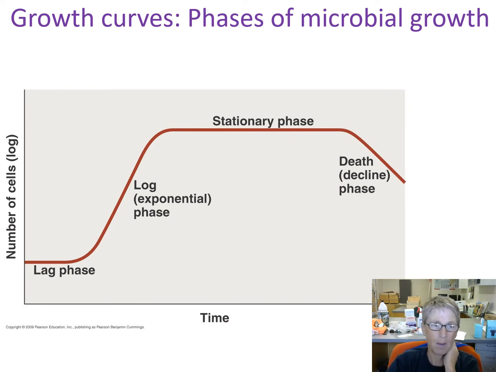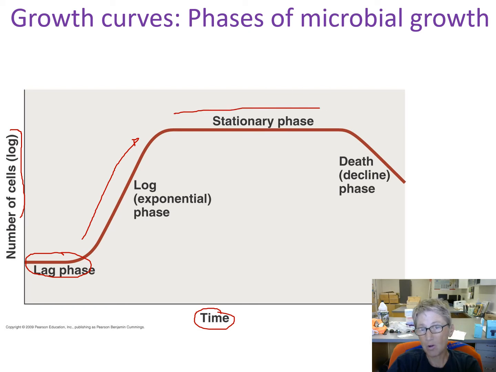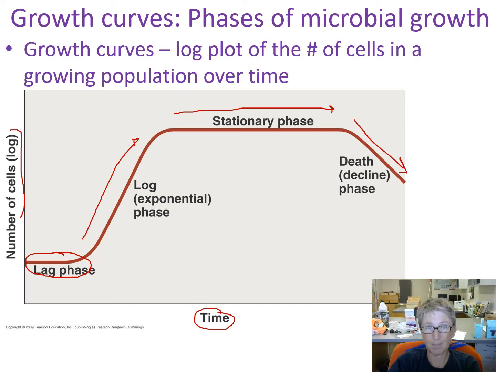So growth curves. Let's look at the y-axis. This is the number of cells. It's a log scale on the y-axis, and then time is just regular, not a log scale. And these are the phases of microbial growth. When you take your microbe of interest and introduce it into a new culture and try to grow it, there'll be a lag phase here. The cells won't increase. Then they'll grow logarithmically or exponentially. Then they'll hit the stationary phase where they won't grow anymore. And then if you don't change the media, they'll go into the death phase. So a growth curve is just a log plot of the number of cells in a growing population over time.